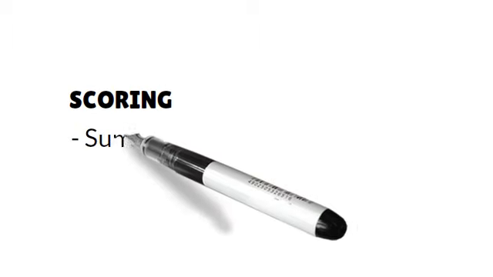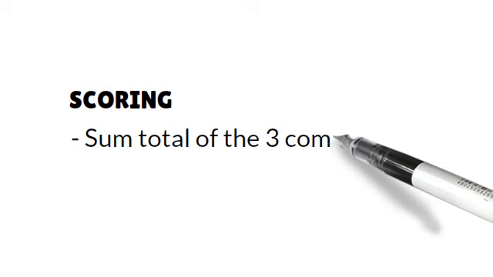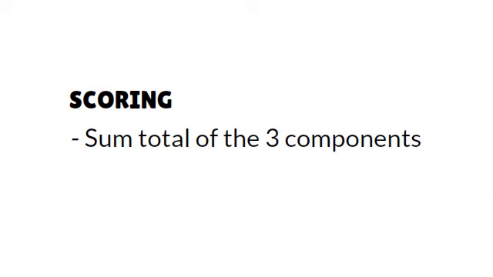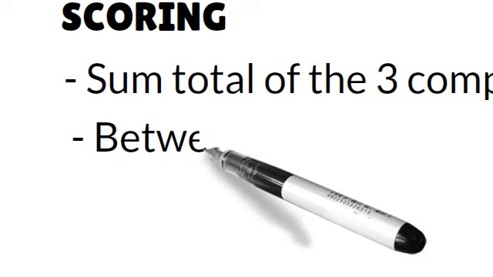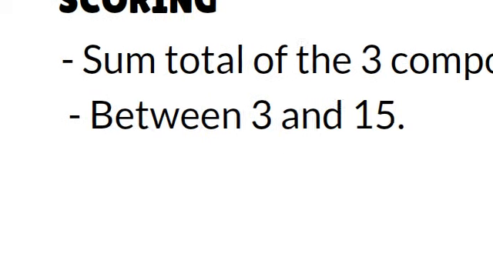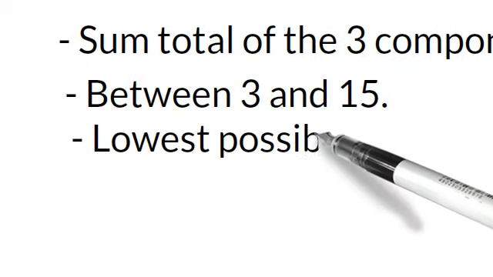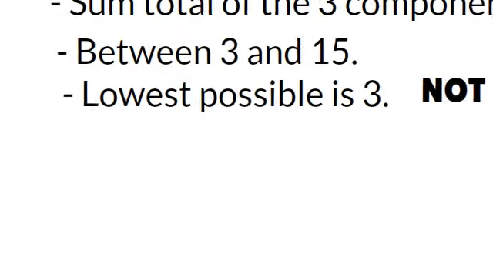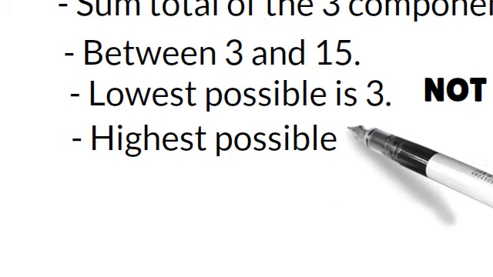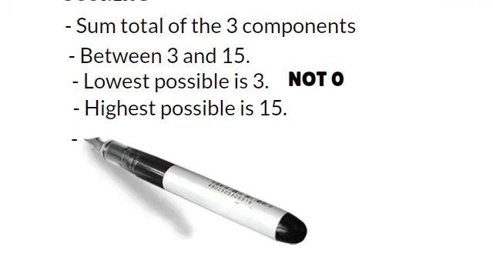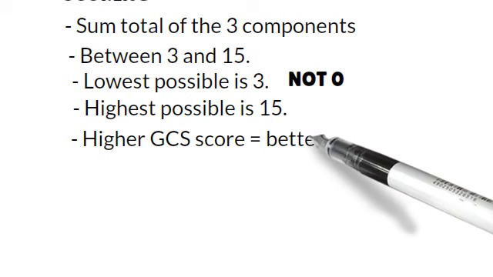Let us look at the scoring of the GCS. The GCS score is the sum total of all the examined 3 components. It ranges from 3 to 15. The lowest possible score is 3 and never 0. The highest possible score is 15. The higher the score, the better the neurological prognosis. The lower the score, the poorer the prognosis.